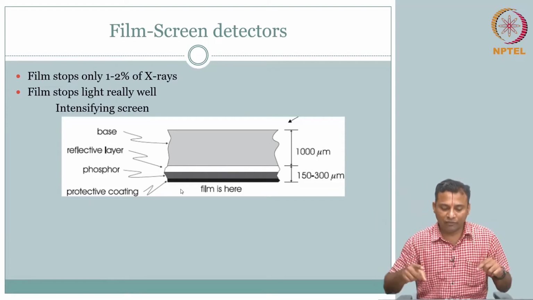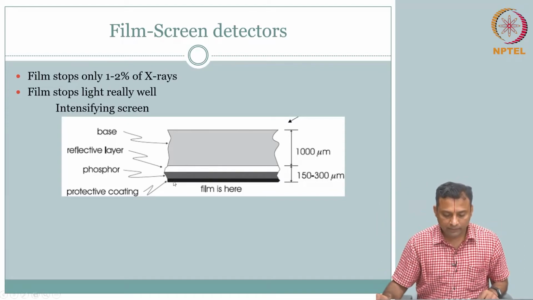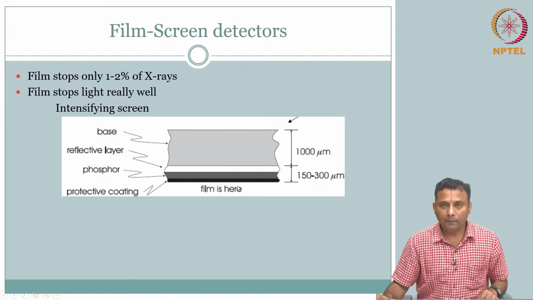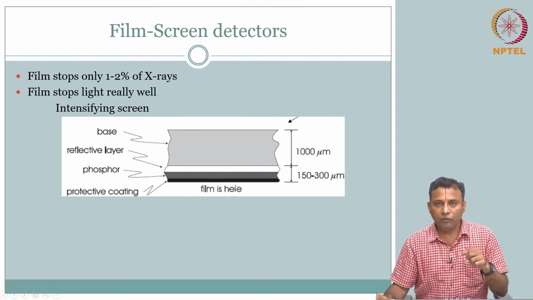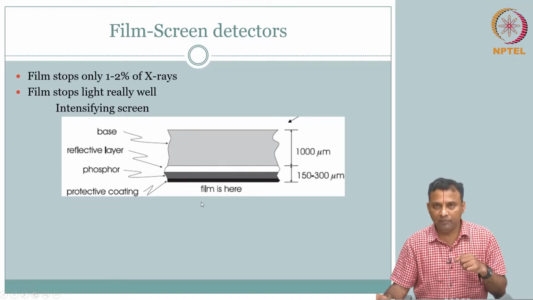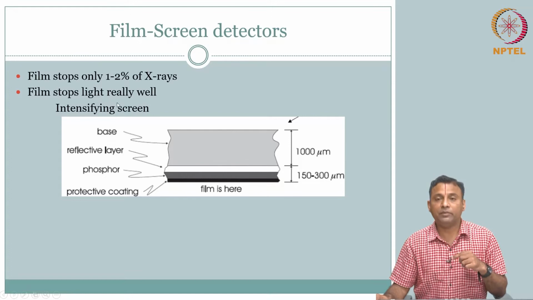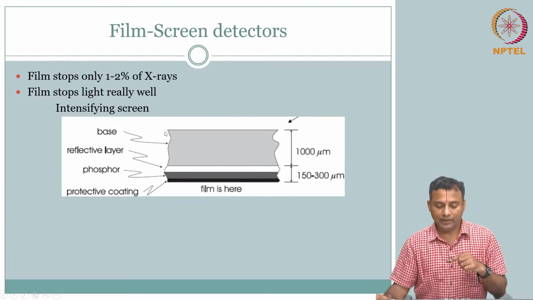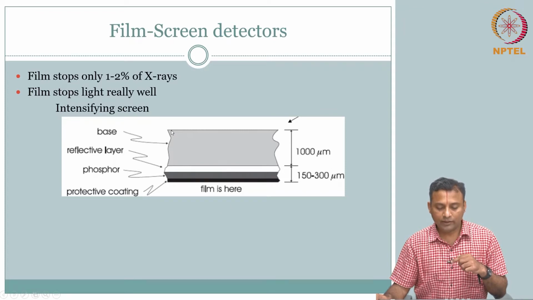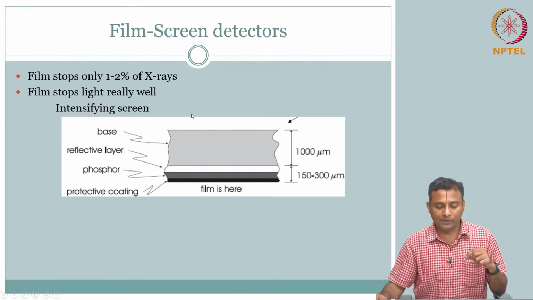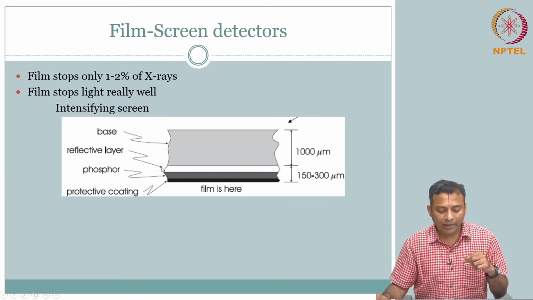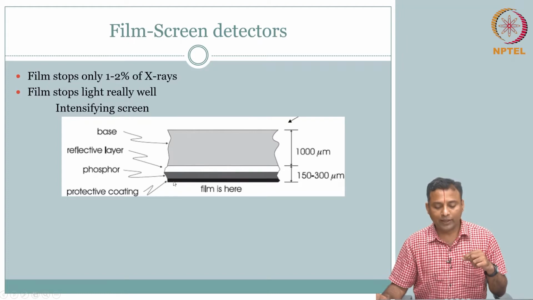So there is the X-ray film. So the film is this guy, right? The film is here. But before the X-ray hits the film, we need something to convert X-rays to light, right? And therefore you have all these. So this is the outer casing. So there is a base material, and then there is a reflective layer. The active layer in an intensifying screen is your phosphor here, and then some protective coating is here.